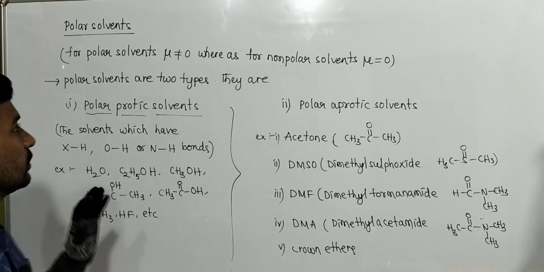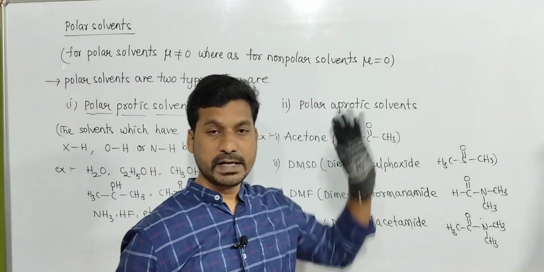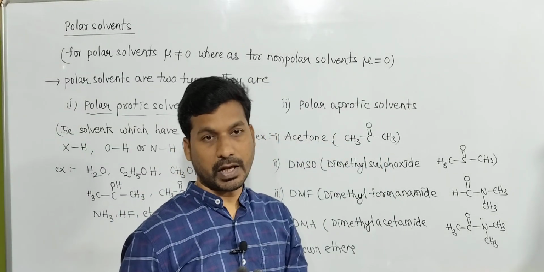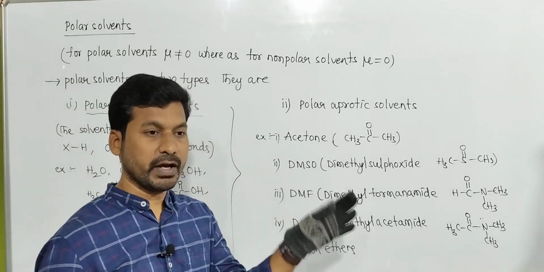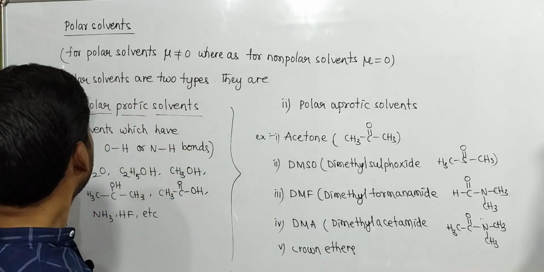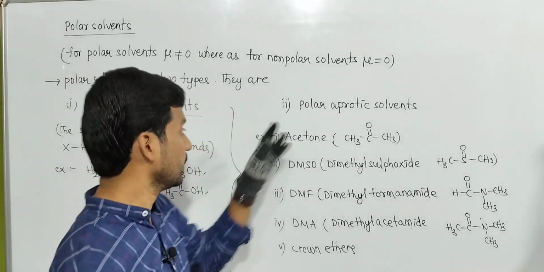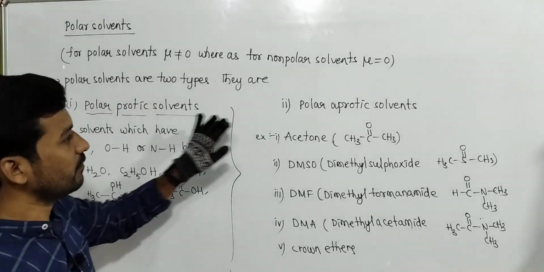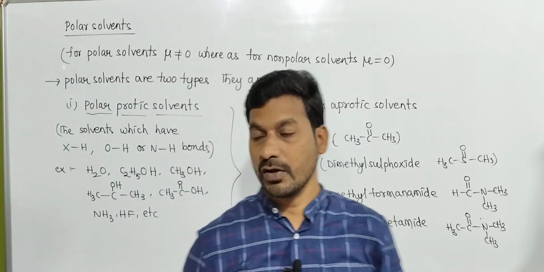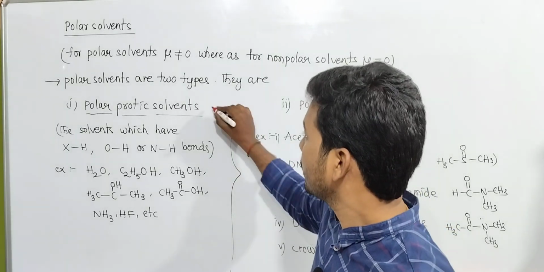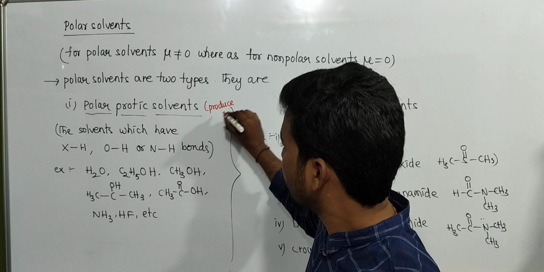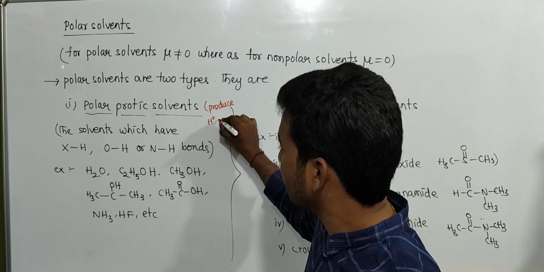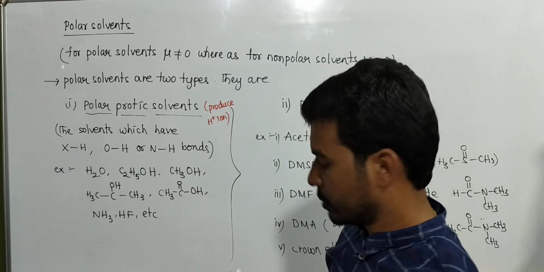For non-polar solvents, the dipole moment is 0. There is no polarity. For polar solvents, the dipole moment is not equal to 0. They have some polarity in their bonds. Polar solvents are of two types: polar protic solvents and polar aprotic solvents. Polar protic solvents produce H plus ions.